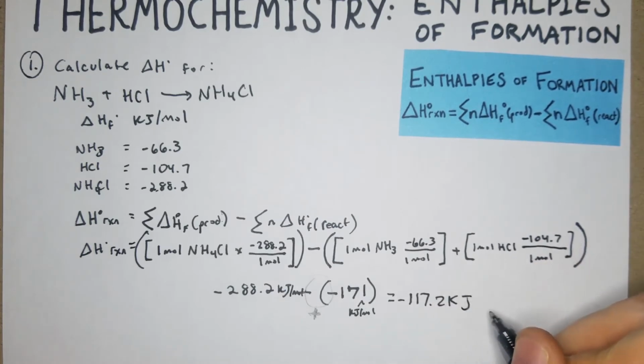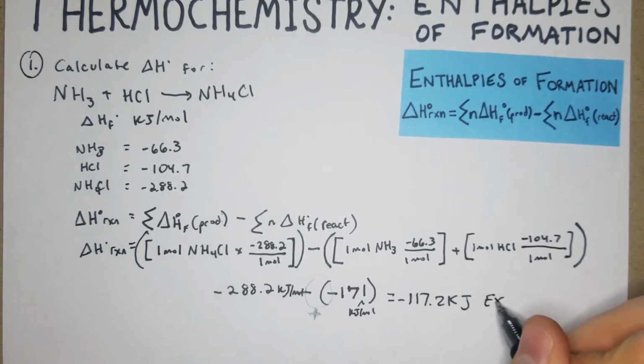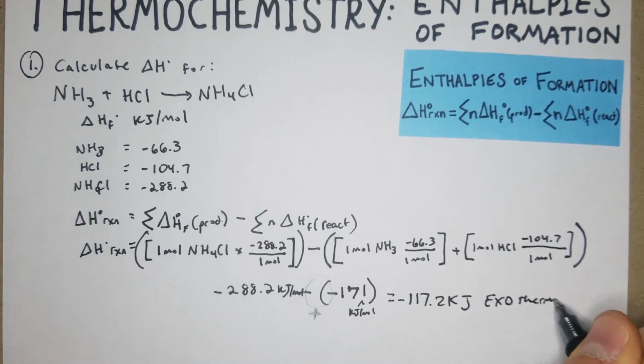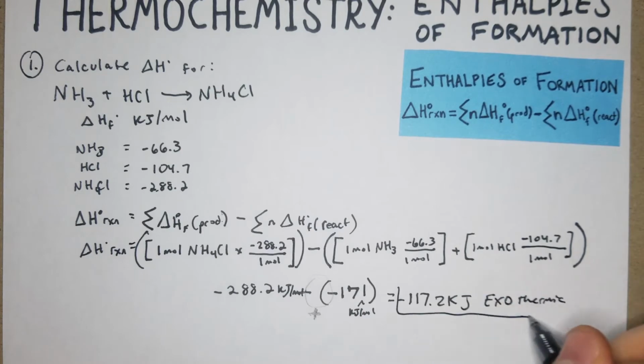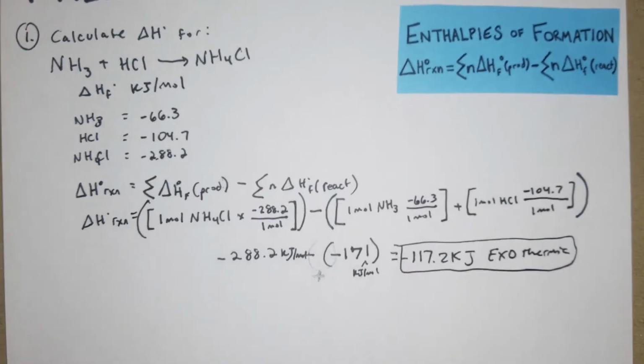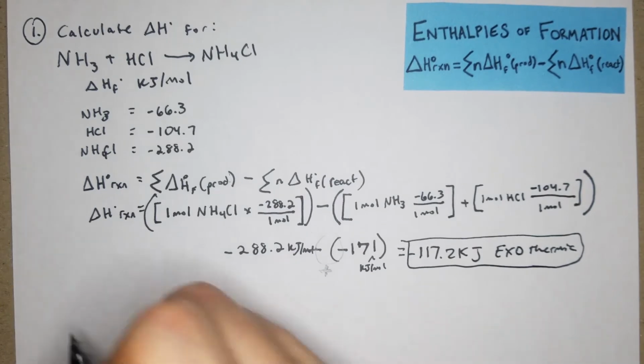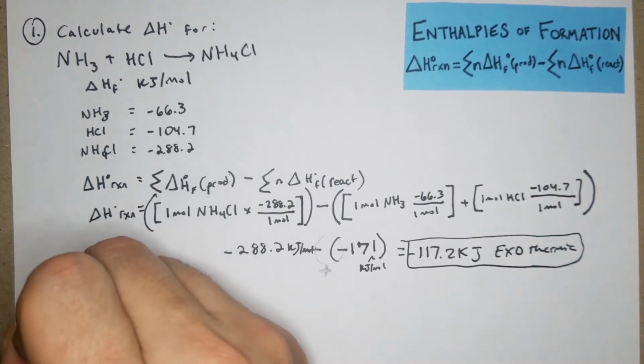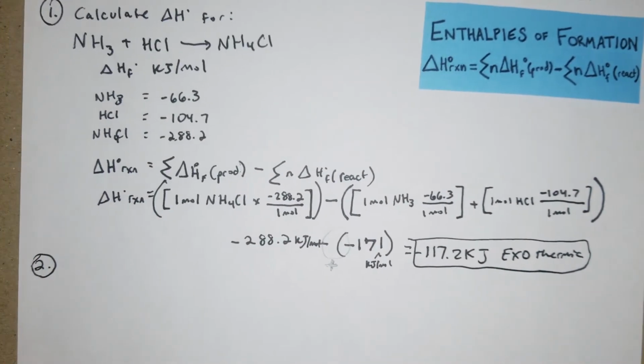Negative 117 kilojoules per mole. And again, that's exothermic. It's good whenever you're in thermochemistry, every time you see the negatives, to figure out it's exothermic, because I think that's an easy add-on question that can sometimes get you an extra point or something.